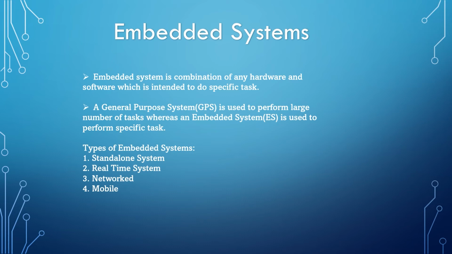Embedded systems. So first of all, what are embedded systems? It is actually a combination of any hardware and software which is intended to do a specific task. In simple layman terms, we can say embedded system is hardware plus software plus specific task. There are various types of embedded systems consisting of standalone system, real-time system, network systems, and mobile systems.